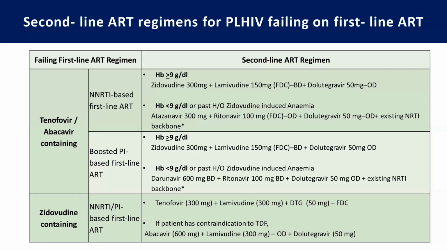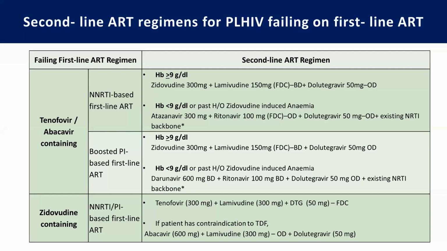So DTG 50 mg OD, DRVR-BD. That is darunavir 600 BD with ritonavir 100 mg BD and the existing NRTI backbone. So again, say the existing NRTI backbone was here, either tenofovir lamivudine or abacavir lamivudine. So the final regimen will be TLD OD with additional DTG 50 mg OD with DRVR BD.